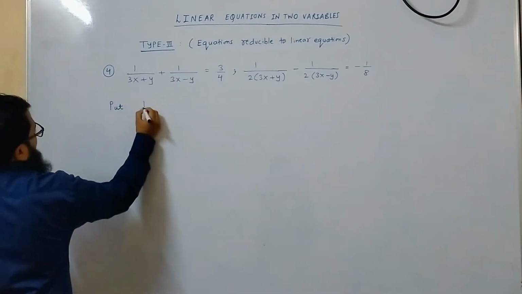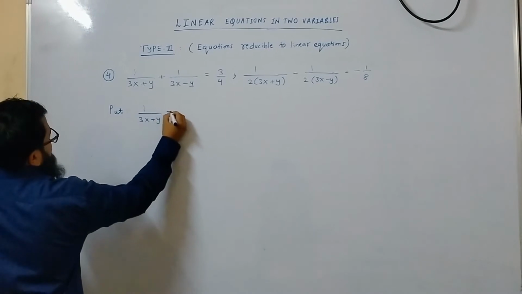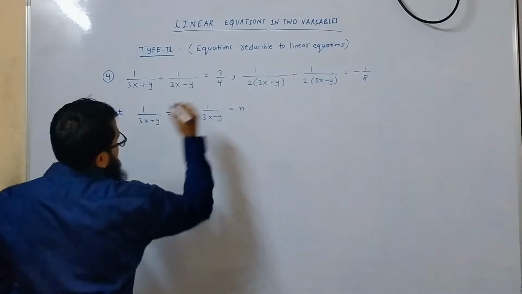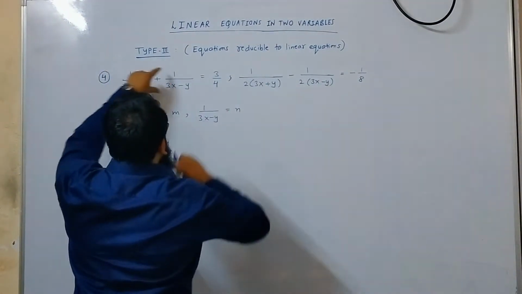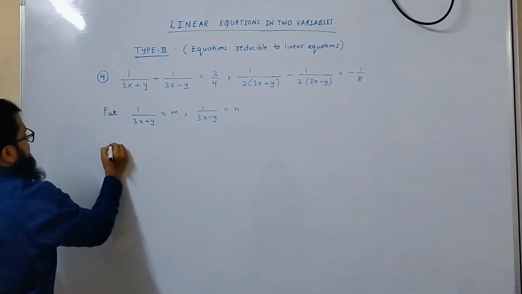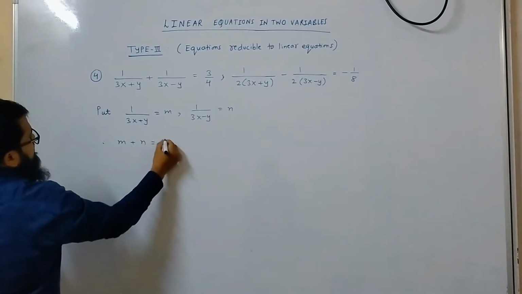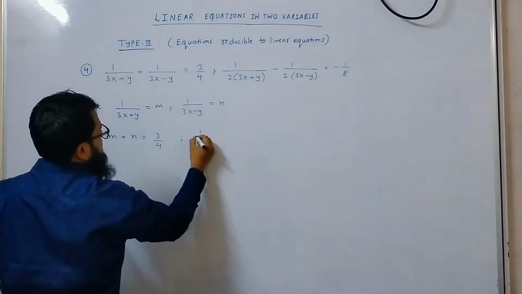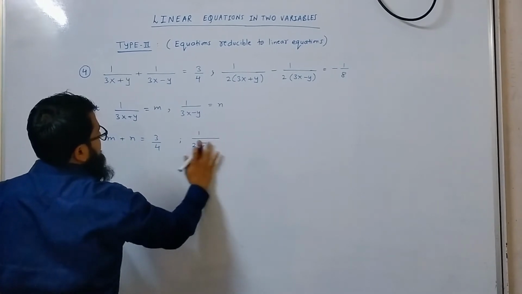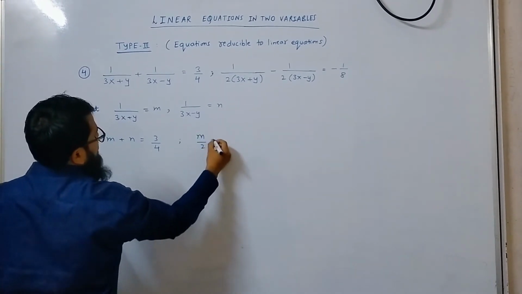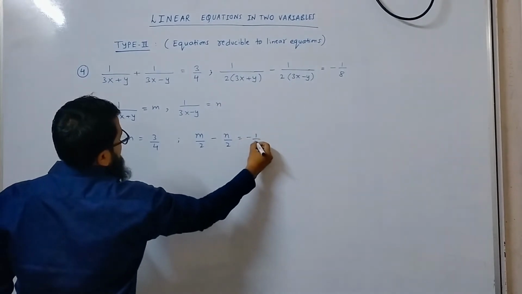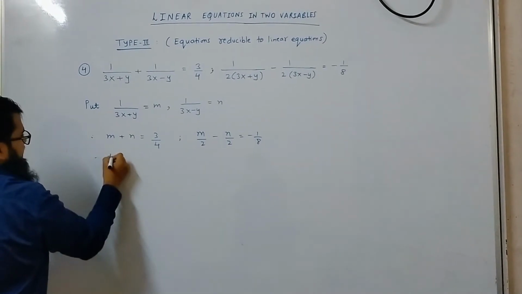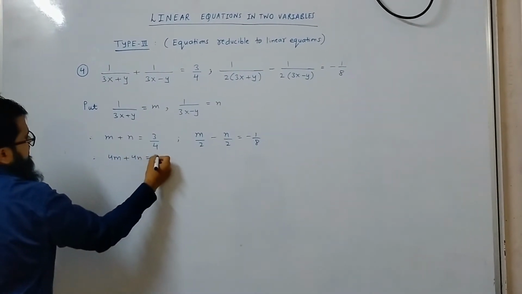In this question, you can see that it's not linear, but you can make it linear by a clever substitution, which is 1 upon 3x plus y is equal to m, and 1 upon 3x minus y is equal to n. It is repeated here. So therefore, you will get m plus n equals 3 by 4. And in this question, m by 2 minus n by 2 is equal to minus 1 by 8. You can multiply by 4 throughout. Therefore, you will get 4m plus 4n is equal to 3.